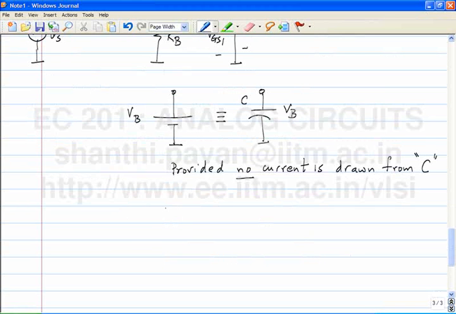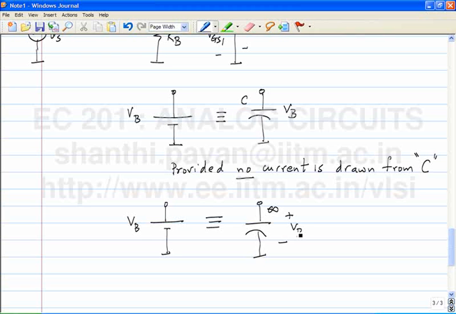And by an extension of that argument, a battery of value VB is absolutely indistinguishable from an infinite capacitor charged to VB, regardless of whether current is being drawn or not from the capacitor.